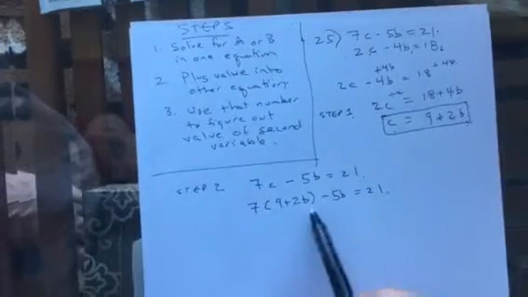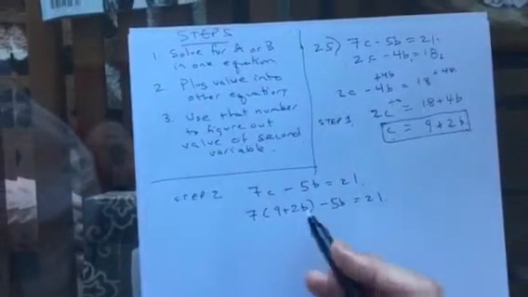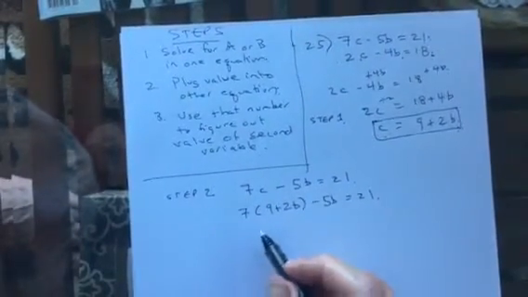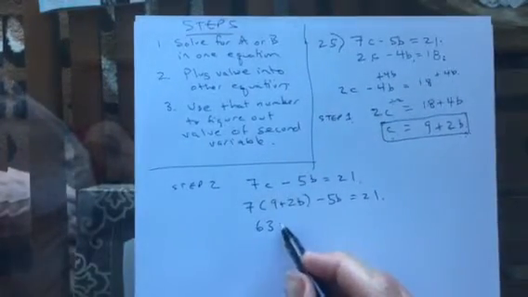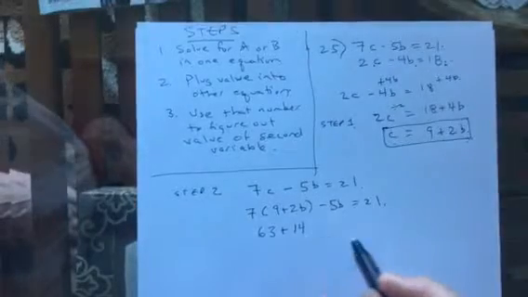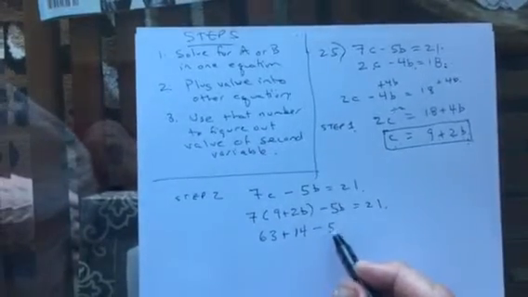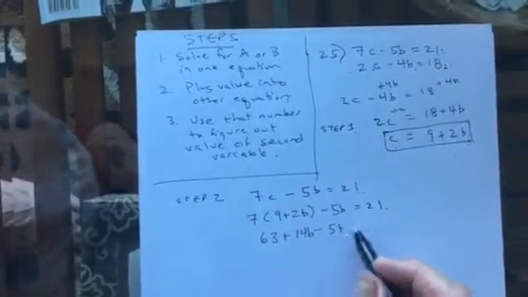The first thing I always do when I see this is expand. You just see it and you go, oh, I want to expand that. So 9 times 7 is 63, 7 times 2B is 14B, and then minus 5B equals 21.